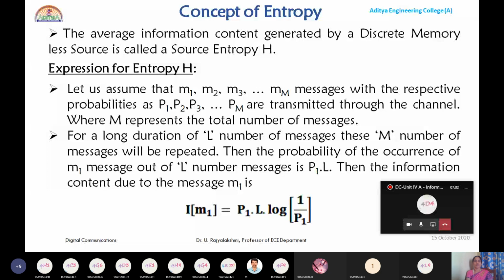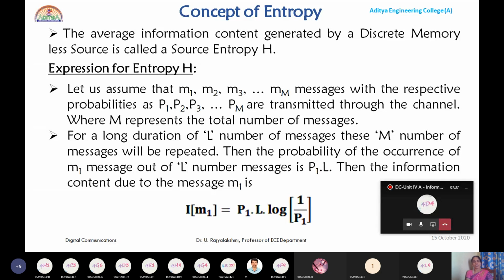If the base is 2, we define the units as bits, if the base is 10, we define the units of information as decits, and if the base is e, then we define the units as nats. In general, the units of information are bits. So information I of E, for a particular event E, is log 1 by P of E, where P of E is the probability of the particular event.